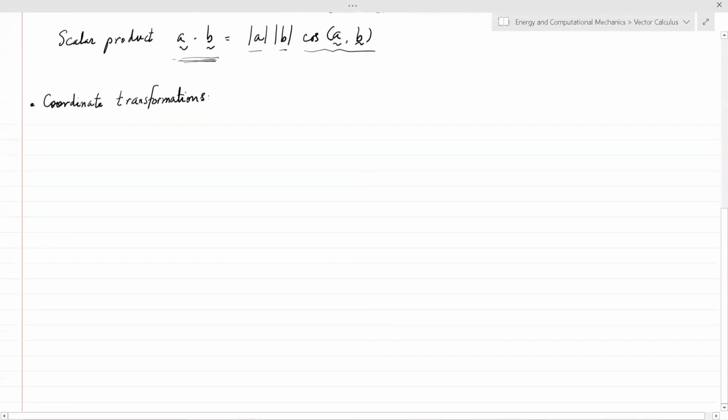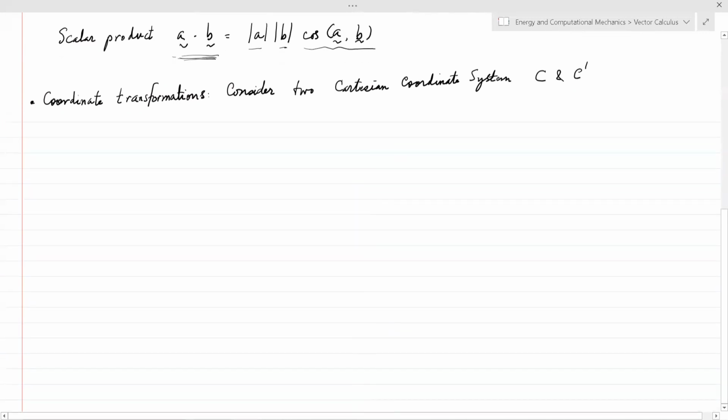Coordinate transformation. So let's consider two Cartesian coordinate systems, C and C prime. And here is one of them, x1, x2, and x3.